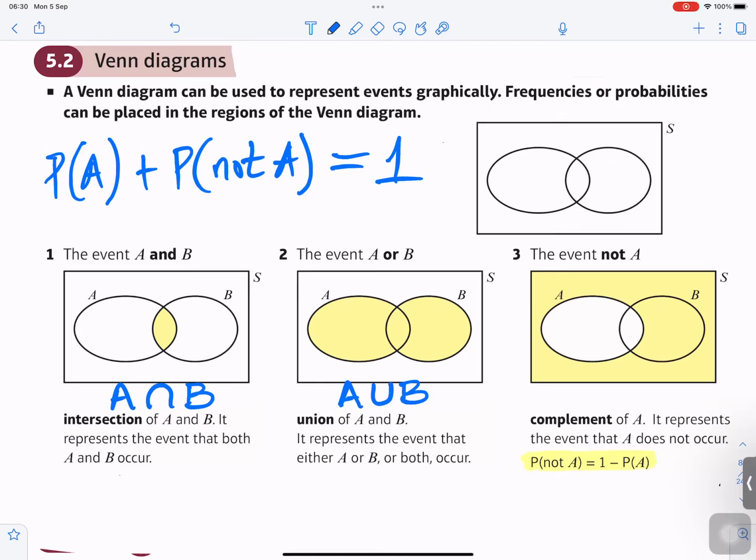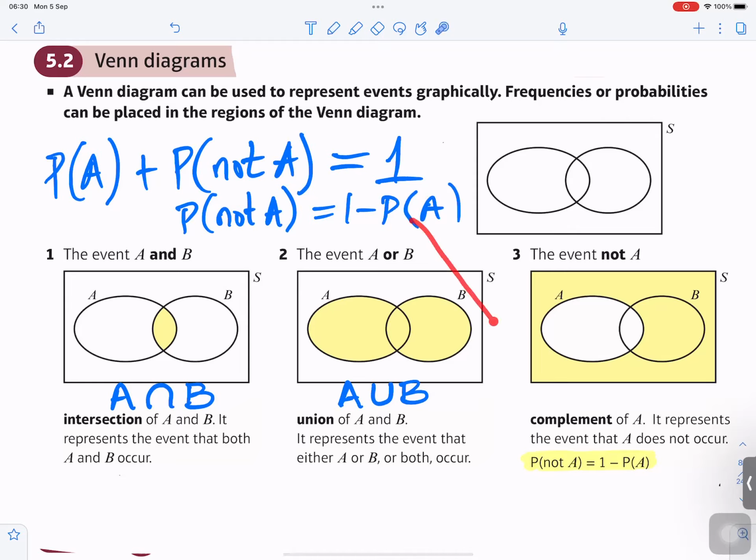So how do we get probability of not A? We make probability of not A the subject. Probability of not A will be 1 minus probability of A. And that is what is written there. So we call this the complement of A. Sometimes they write it like that, with a dash at the top.